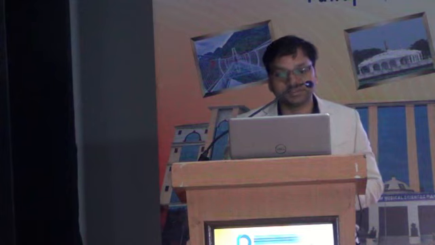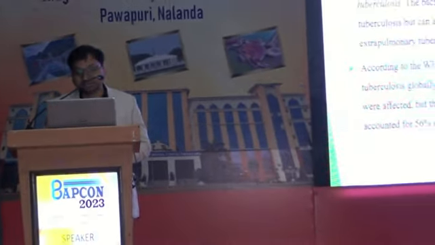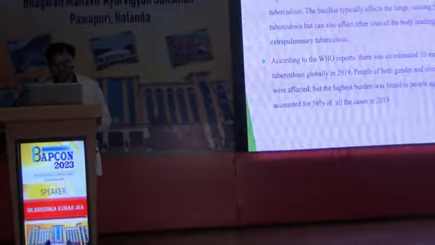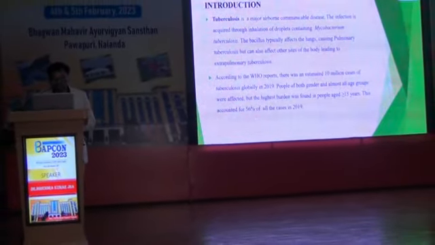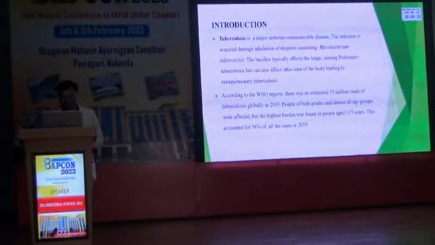Introduction. Tuberculosis is a major airborne communicable disease. The infection is acquired through inhalation of droplets containing Mycobacterium tuberculosis. The bacillus typically affects the lungs, causing pulmonary tuberculosis, but can also affect other sites of the body, leading to extrapulmonary tuberculosis. According to WHO, in 2019, there were 10 million cases of tuberculosis globally, among both genders, more than 15 years. This accounted for 56% of all cases.